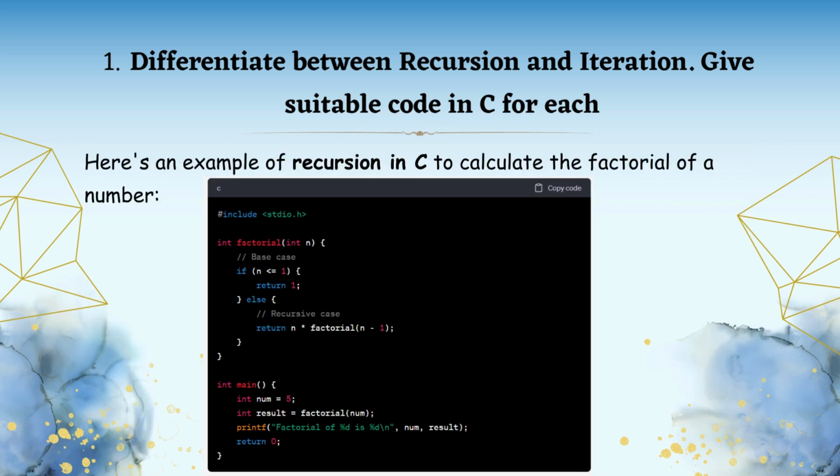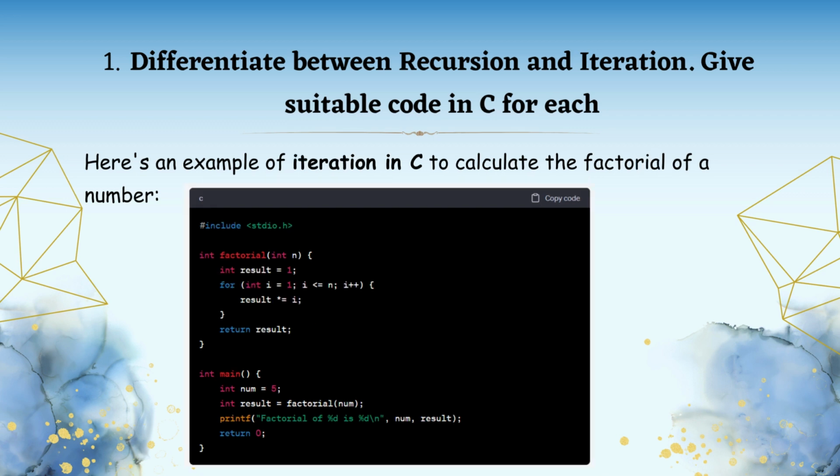Here's an example of recursion in C to calculate the factorial of a number. Here's an example of iteration in C to calculate the factorial of a number.